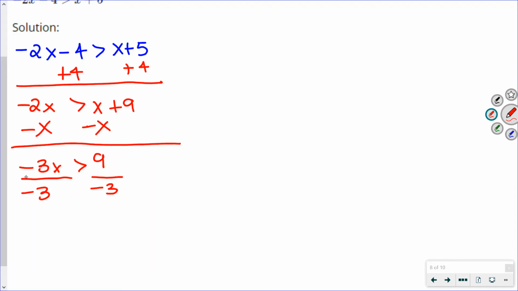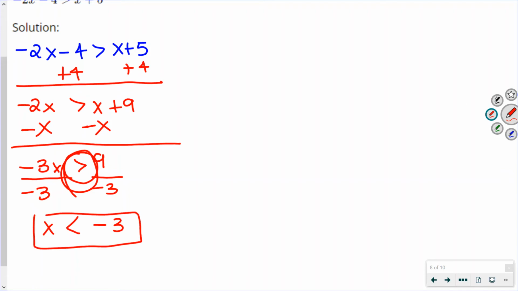But what happens when I divide by negative 3 is that all my signs flip. For example, this x becomes positive, and this 9, when I divide it, becomes negative. So if the signs of my numbers flip, this symbol should also flip. So my solution here is x less than negative 3.